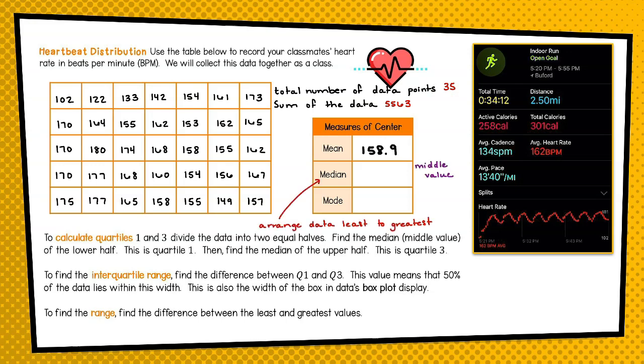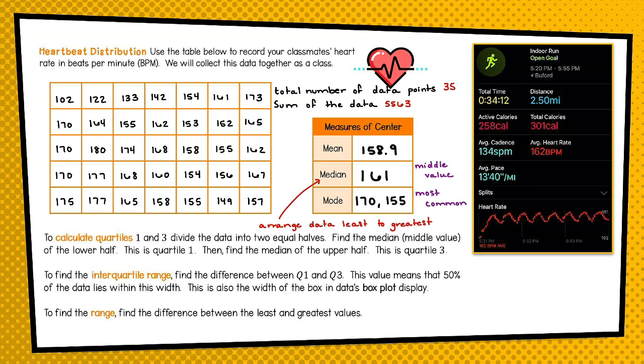The mean of this data set is 158 and 9/10. For the median, you will need to arrange your data in order from least to greatest. Then find the middle value of the dataset. The median of this dataset is 161. For the mode, once your data is organized, you'll look for the most frequently occurring value in the dataset. A dataset can have more than one mode or no mode at all. This dataset has 2 modes, 170 and 155.